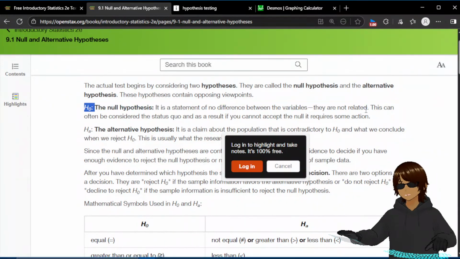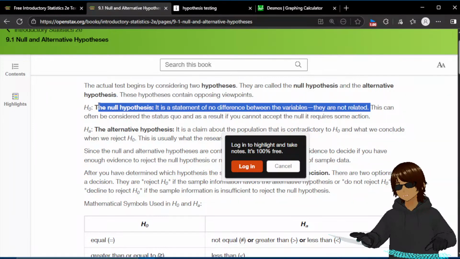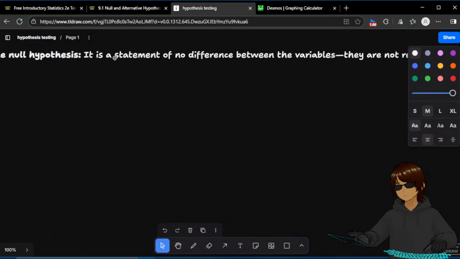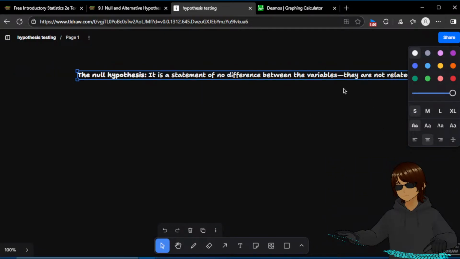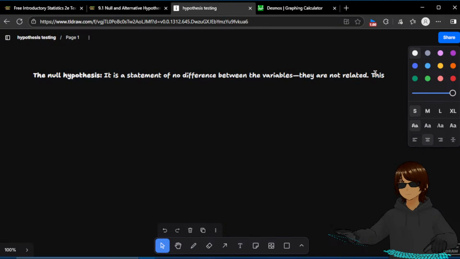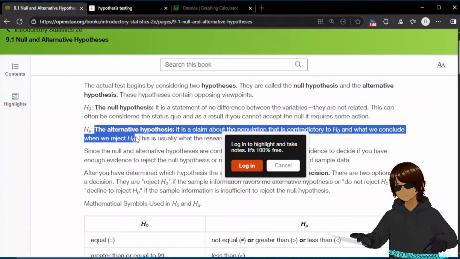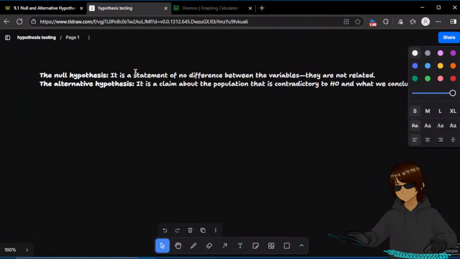Okay, so there is the null hypothesis, right? Then the alternative hypothesis.